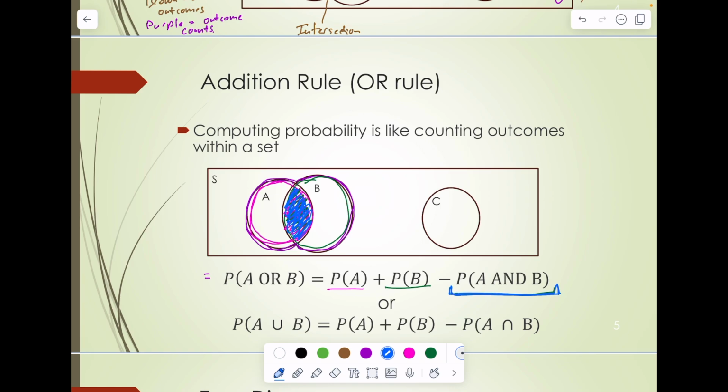The probability of event A or B occurring is the probability that A occurs plus the probability that B occurs minus the probability that they both occur at the same time, because that was double counted in these terms here. And then this next line here is the exact same thing, but it's just written with different notation. We use the union for or and the intersection for and.